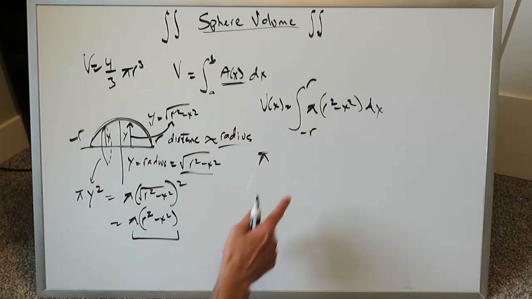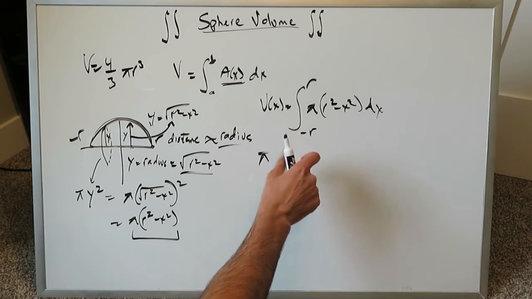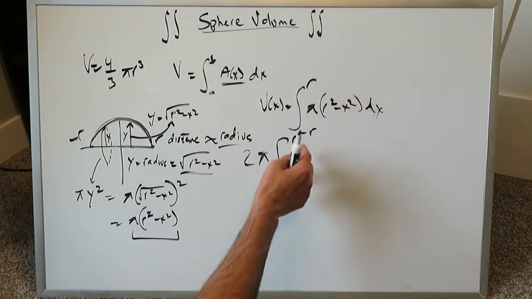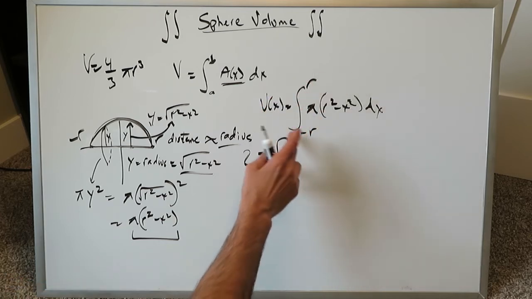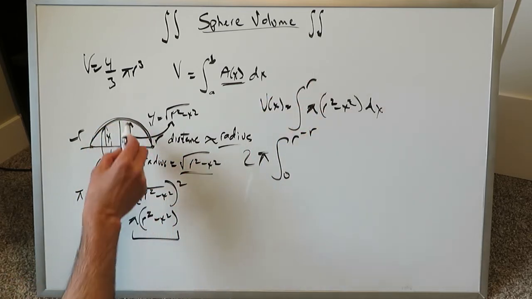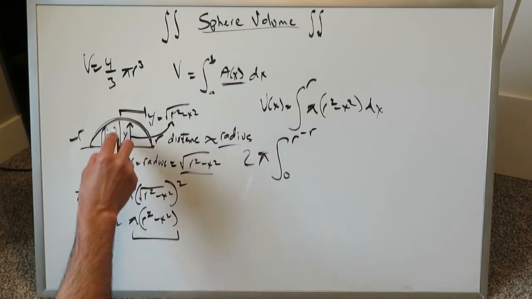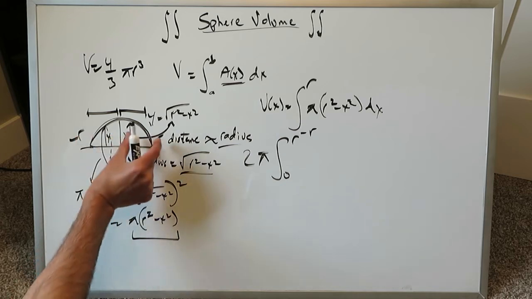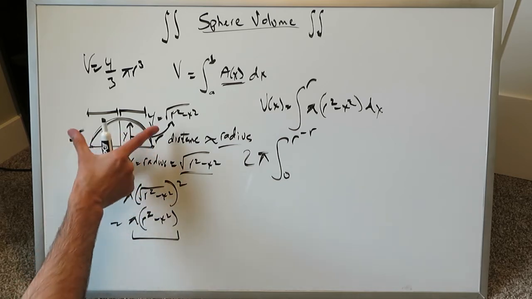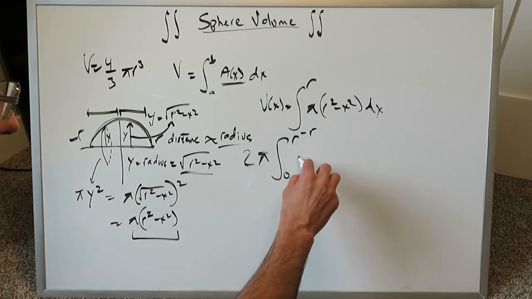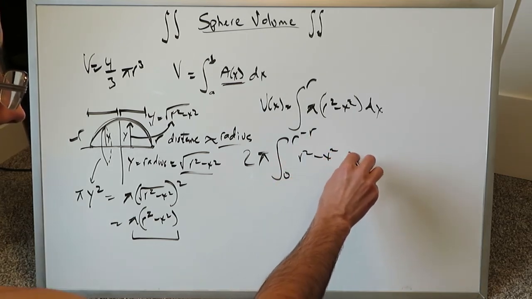Using the properties of integrals, you can convert this into 2 times the integral from 0 to r. You can modify this from minus r to r into 0 to r, and bring in a 2. Why? Because this right here is an even function. There's an equal dimension from here as it is from here. Minus r to 0 and 0 to r are equivalent, so you can just look from 0 to r and double it. And hence you have this. So now our integral becomes the integral of r square minus x square dx.